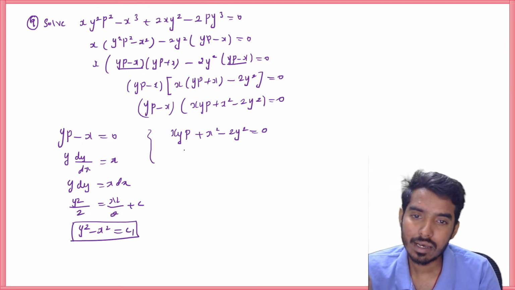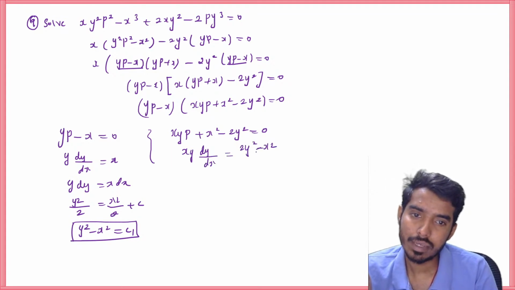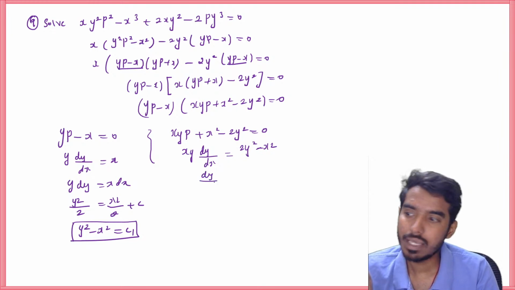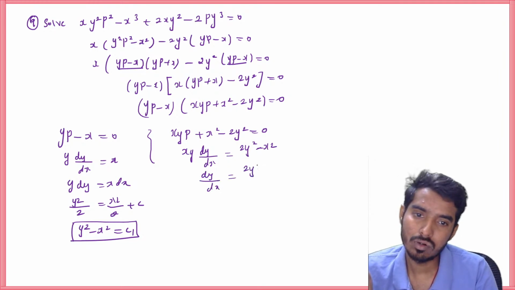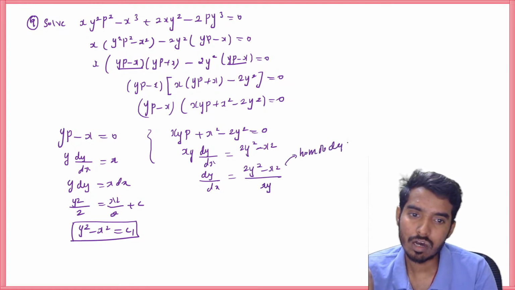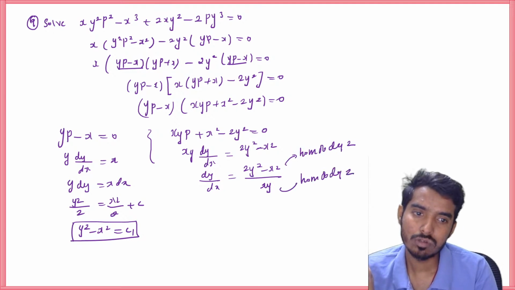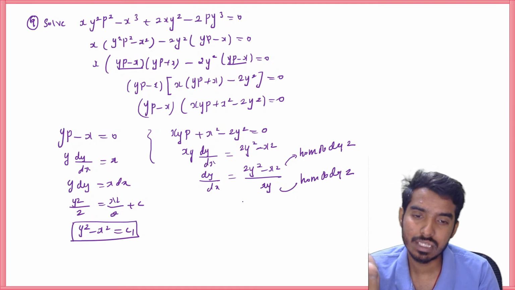And here we have xy dy by dx is equal to y square minus x square. So we have dy by dx equal to y square minus x square by xy. So it is homogeneous of degree 2. This is also homogeneous of degree 2. This is a homogeneous differential equation.